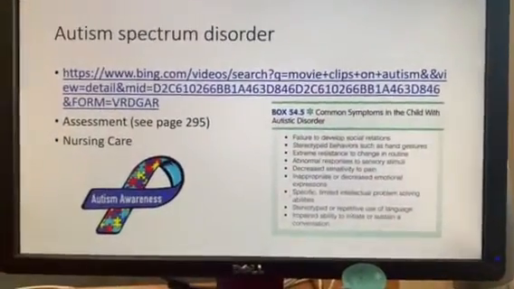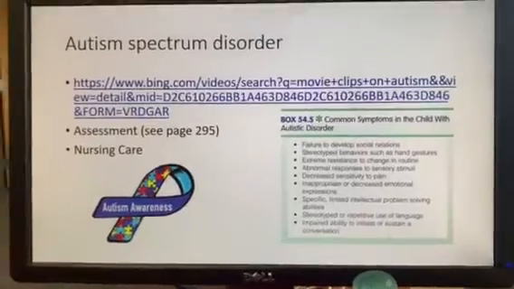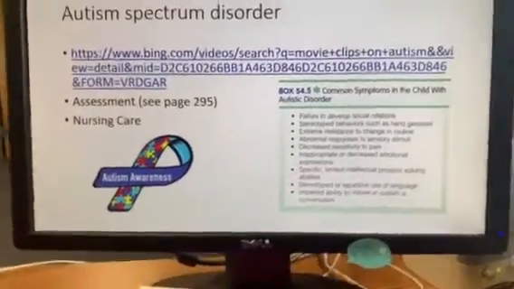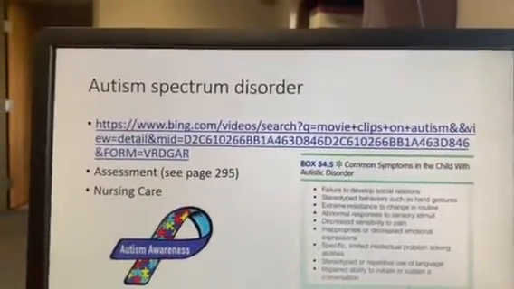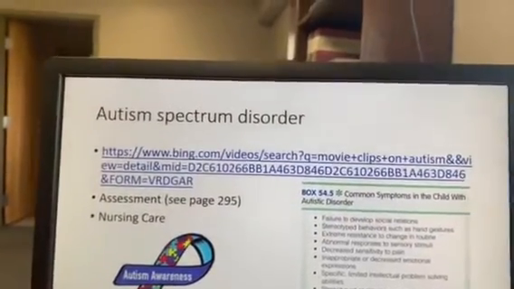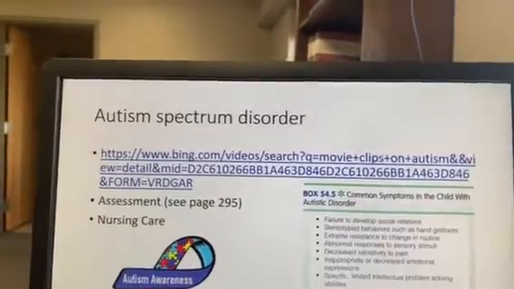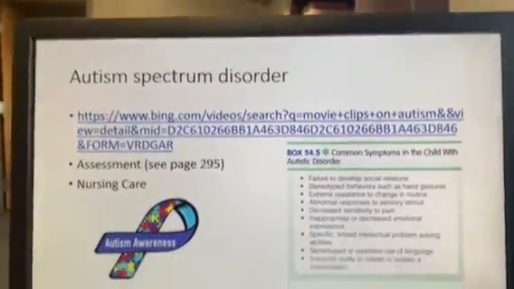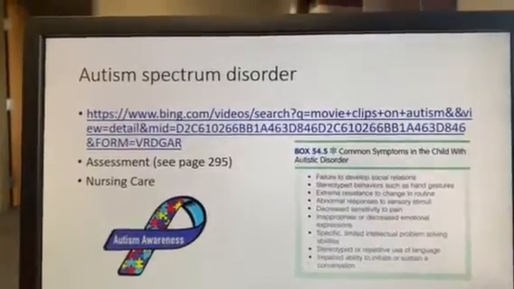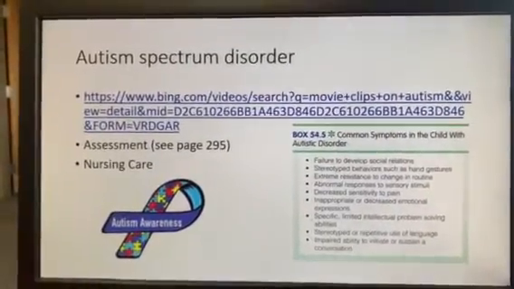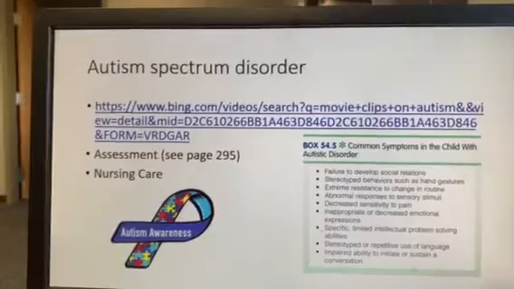The next one we're going to talk about is autism spectrum disorder. So this is on page 295 of your ATI book. It's a complex neurodevelopmental disorder that affects the ability to communicate and interact with others in a social setting. Risk factors include genetics, but the exact cause is unknown.